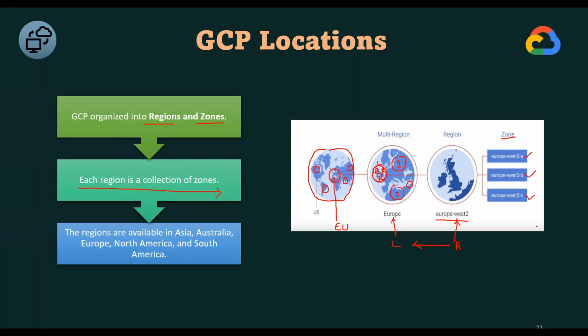And when I take Europe West 2, it is a region, and it will have its zones. The nomenclature for those zones is Europe West 2A, Europe West 2B, Europe West 2C, and so on. So this is how you will be able to divide your GCP locations. Why and how, and what is the importance? I will talk about it in a few minutes.